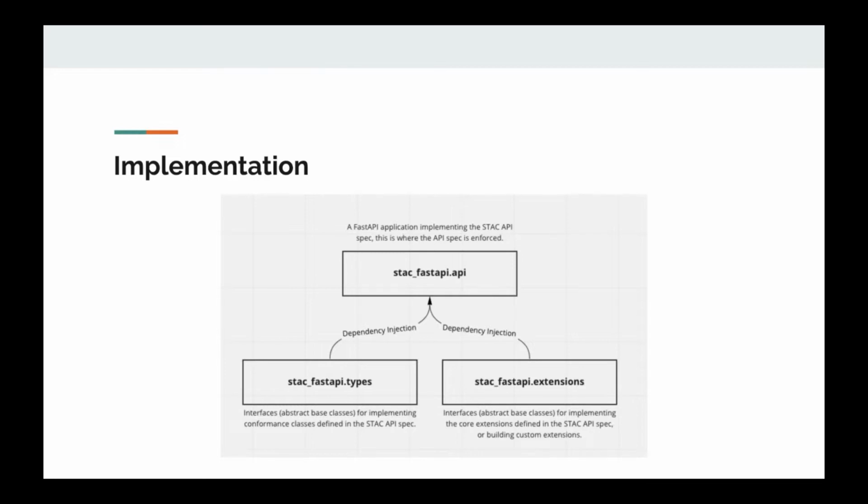So for example, the search extension is a great one. Without the search extension, you can't query on any fields in the properties key of your STAC item. But once you add the search extension, you could do something like query for all the items that have a cloud cover of less than 15%. So STAC FastAPI types is really the core of the STAC spec, and STAC FastAPI extensions are really the things that augment and supplement existing endpoints.